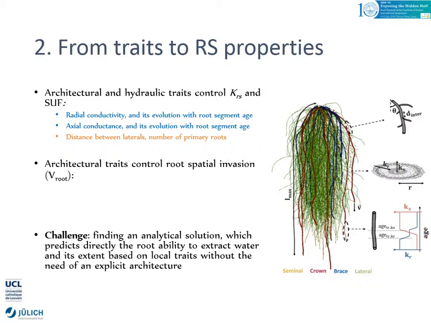On the other hand, we can also be interested not only in hydraulics, but also in how the roots invade the soil. And in that case, the volume of the rooting zone depends also on local traits, like the growth rate, the lateral angles, the number of primary roots. So you can see that we can just conceptually make links between traits and plant scale parameters. And the challenge we had to face was to find an analytical solution to make the link between these local traits and those global variables.